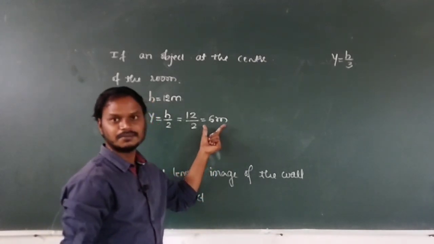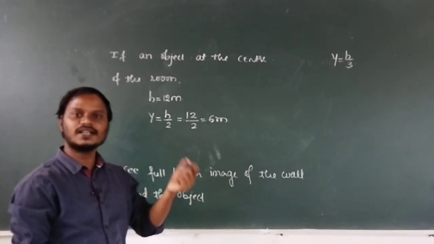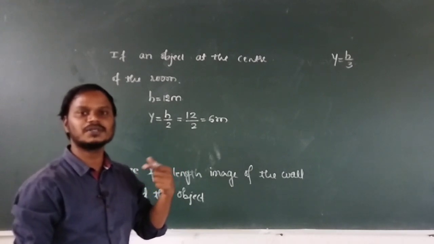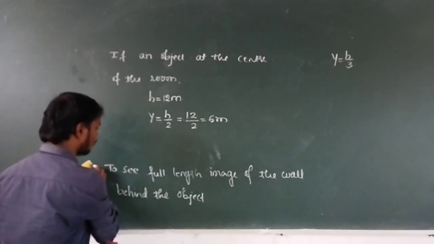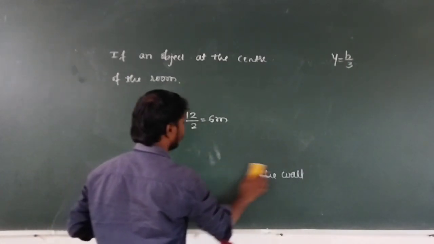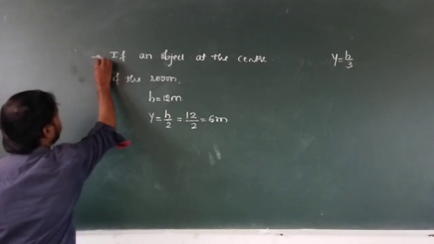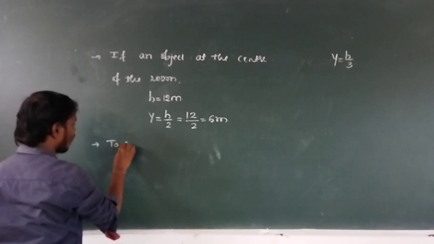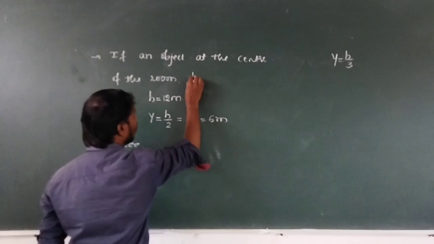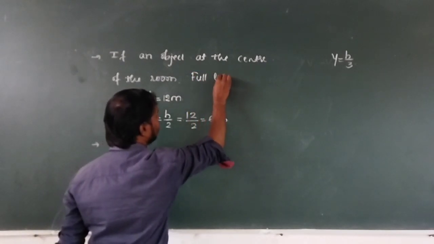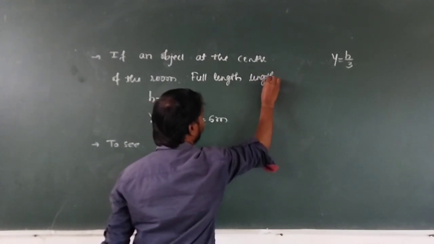Then, in order to see the full length image of the wall behind the object, what is the minimum length of the plane mirror required? So next point, this is for full length image of the object.